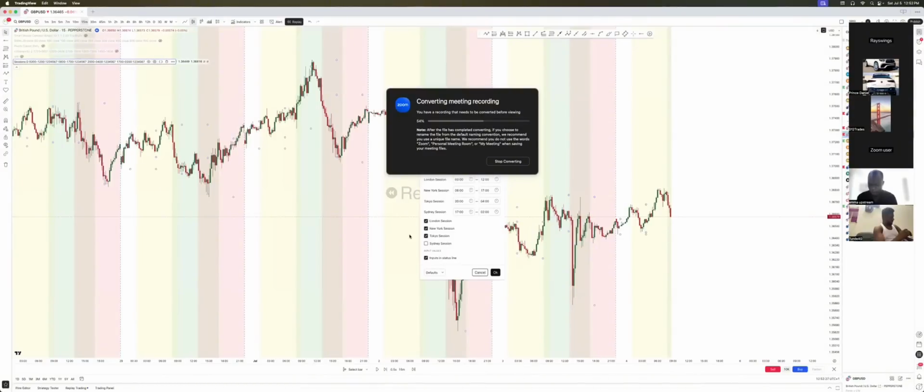For GBPUSD, can somebody type it in the comment section? What session will you trade if you are trading GBPUSD? Drop it in the comment section now.